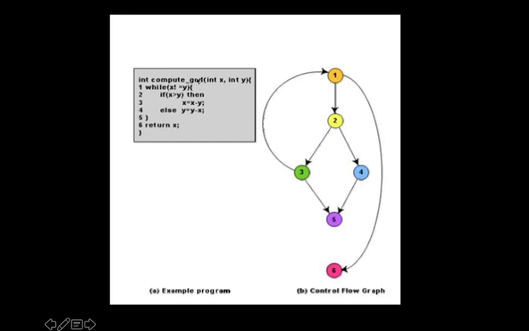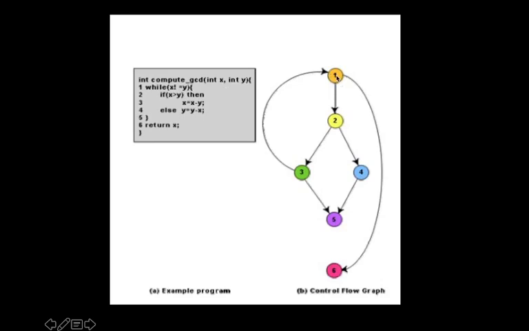We have seen the GCD example. This is the program, and we have numbered it. We have 6 numbers, so we have to draw 6 nodes: 1, 2, 3, 4, 5, 6. The first one is a branching statement, a selection statement: while x not equal to y.